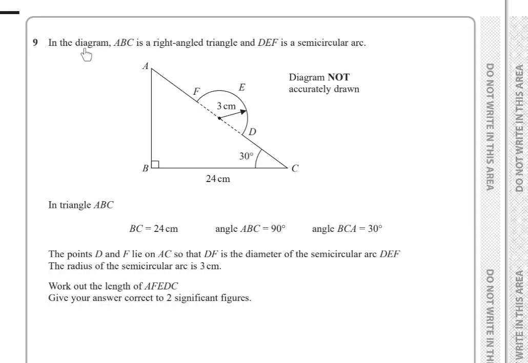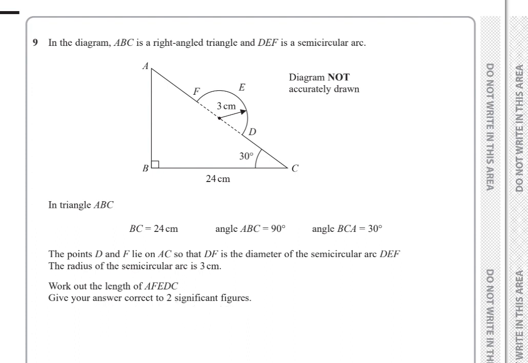Number 9. In the diagram, ABC is a right angle triangle and DEF is a semicircular arc. In triangle ABC, BC equals 24, angle ABC equals 90, and the angle BCA equals 30. The points D and F lie on AC, so that DF is the diameter of the semicircular arc DEF. The radius of the semicircular arc is 3 cm. Work out the length of AFEDC. Give your answer correct to two significant figures.